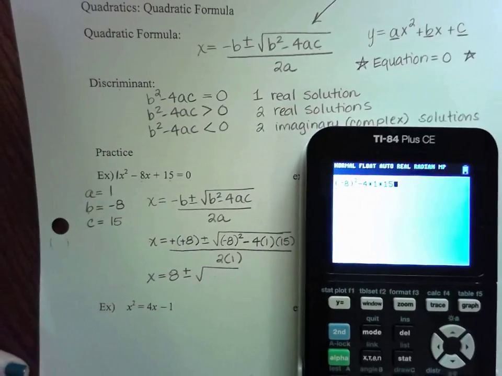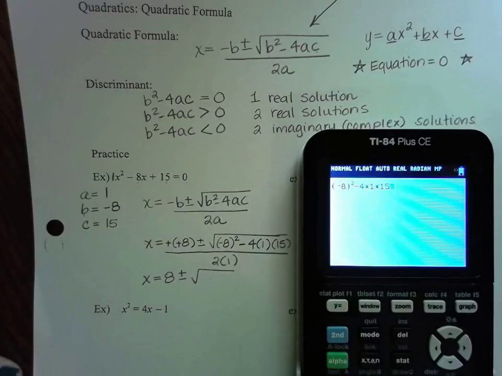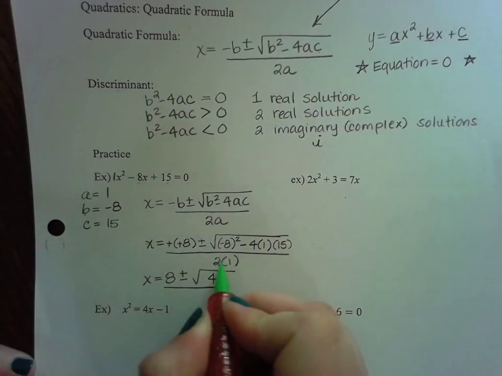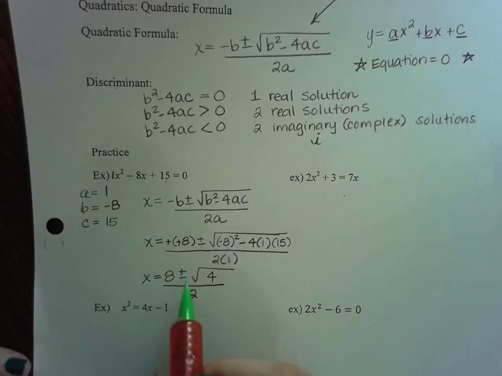Okay, I'll make it a little bit darker. And then hit enter. And it looks like our answer is 4. So there's a 4 under the square root, and then all over 2 times 1, which is 2. Now, this plus or minus right here means that you're going to have 2 answers.